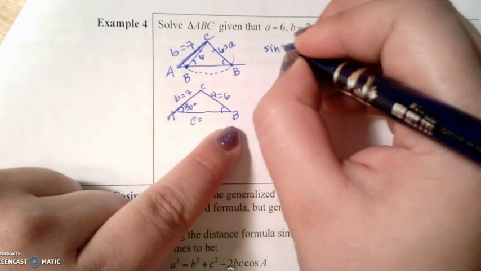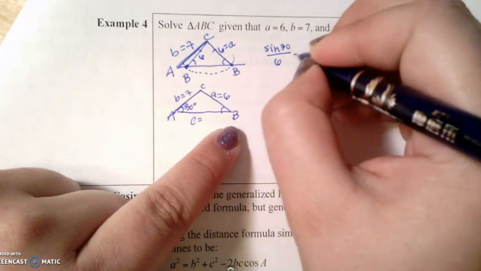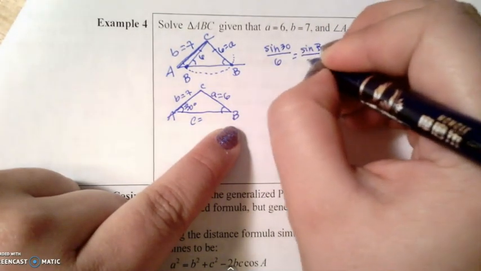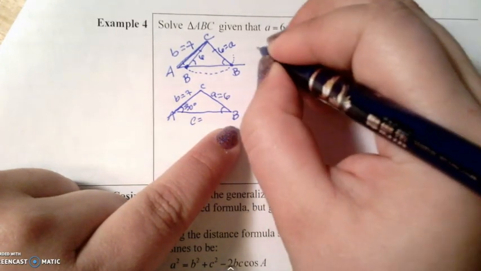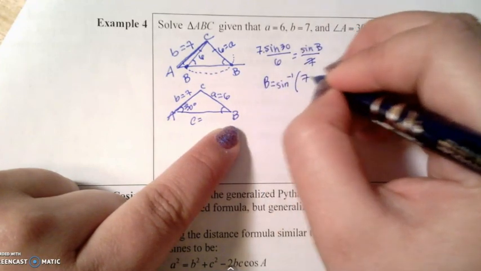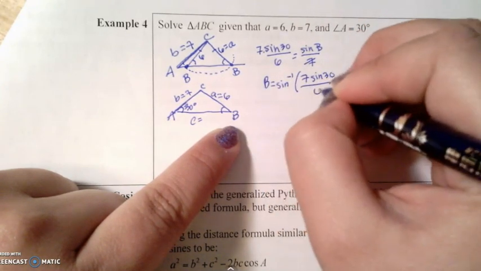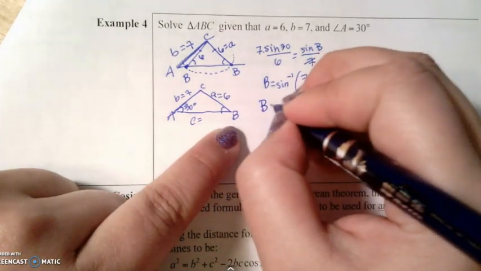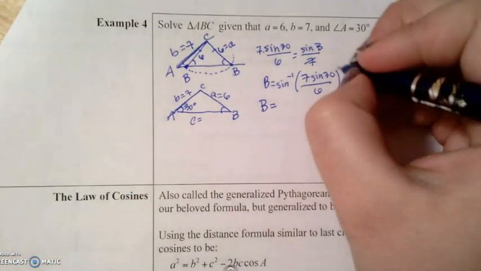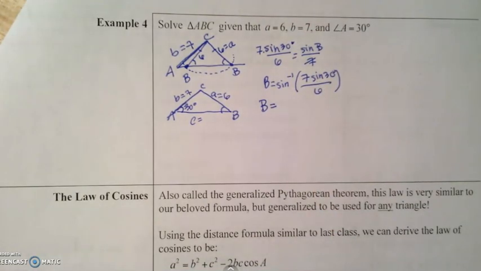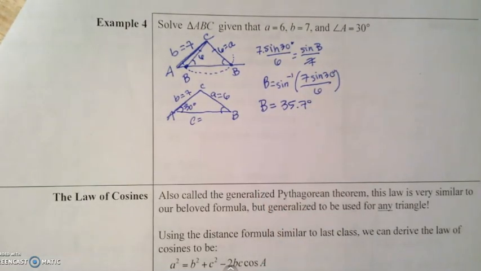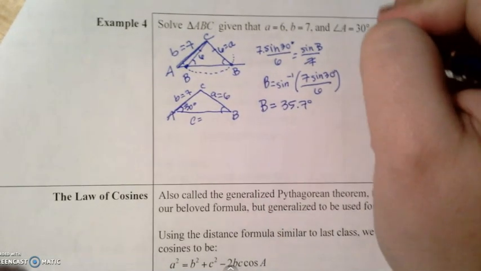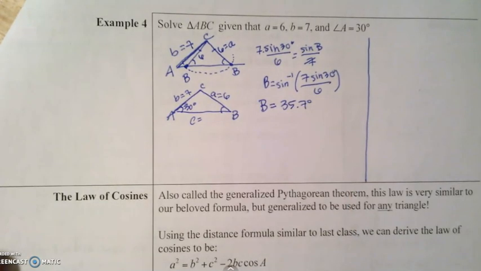So sine of 30 divided by 6 equals sine of B divided by 7. So B equals sine inverse of 7 times sine of 30 divided by 6. B equals, into the calculator, make sure that you are in degree mode, and we find that angle B is 35.7 degrees. Okay, so this is for triangle 1. I'm going to put a line. We'll use the other side for the second triangle.